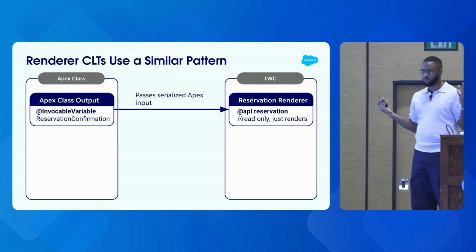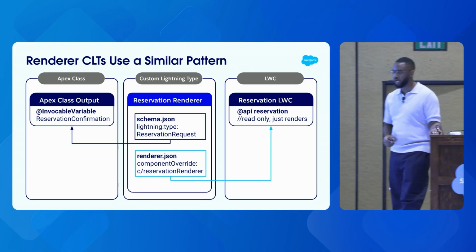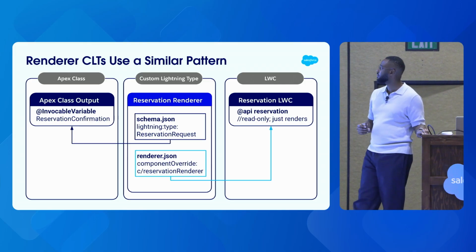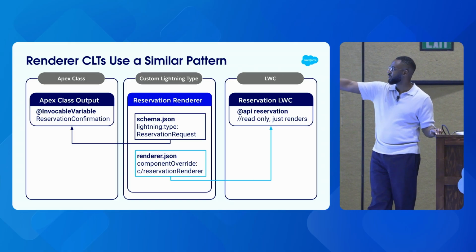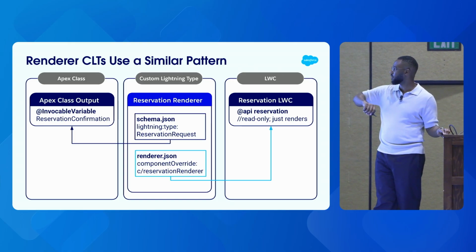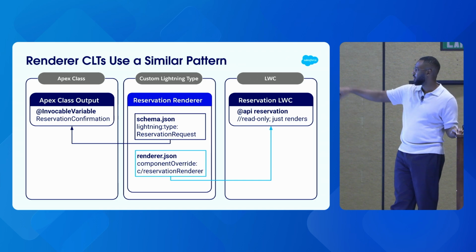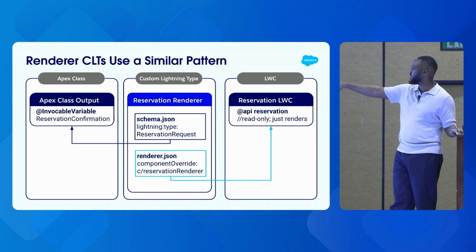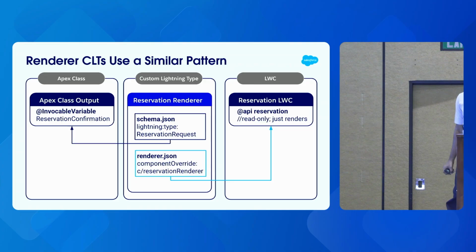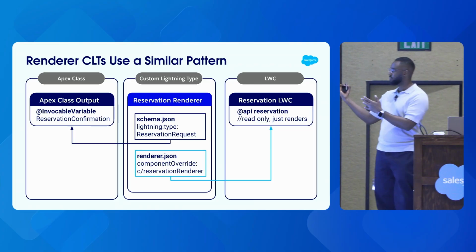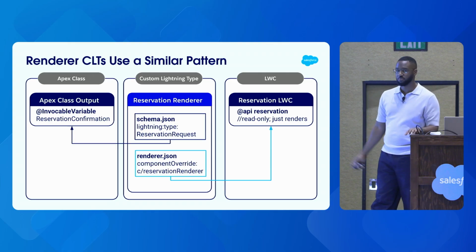And from there, it's just a question of wiring them up. So in the middle, you're going to have your custom Lightning type bundle. And you're going to have your schema. Schema defines the data shape. Okay? So that's your data shape. And then you're going to have a renderer.json because it's a renderer, and that defines the UI shape. So you have this nice little layer there where it just glues them together. And you're going to deploy it, make your change in your agent action, and you're done. That's it.